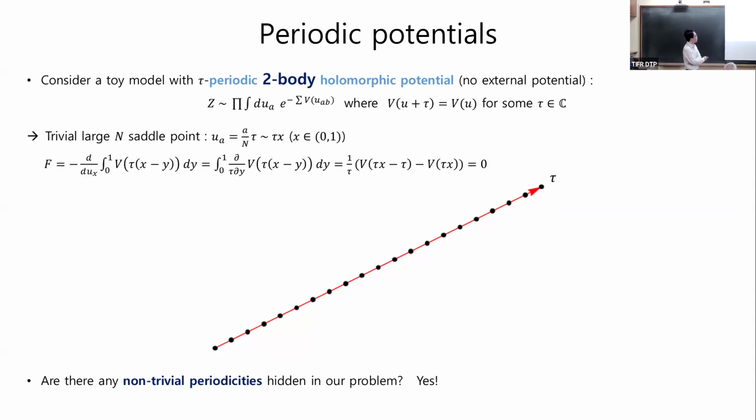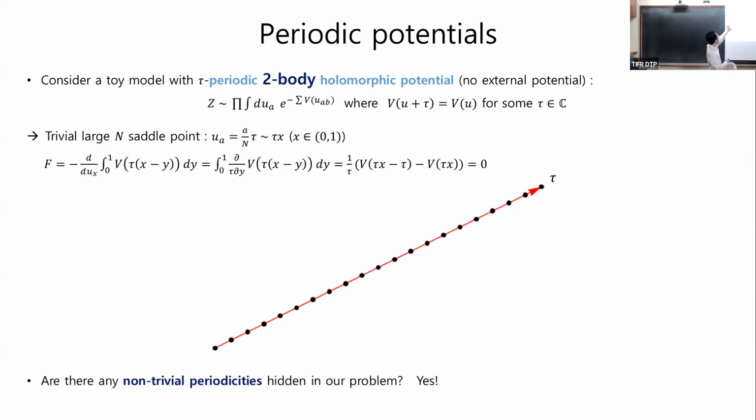If you have periodic potentials, meaning that you are working effectively on the circle, then the saddle point will just put the eigenvalues at equal distances on the circle. It depends on what B is.